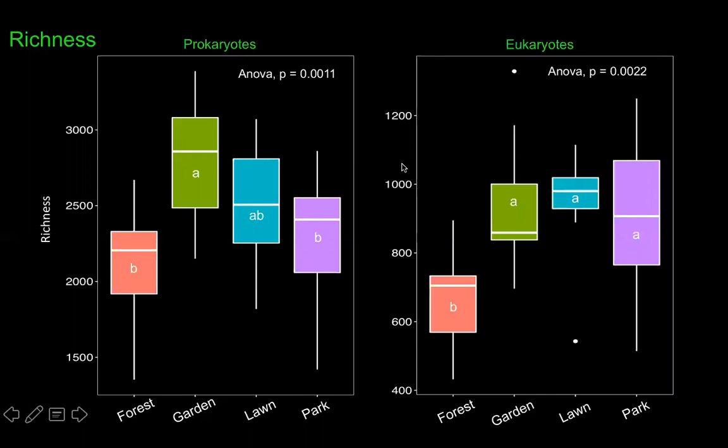So for eukaryotic organisms, these fungi, the only trend that we see is that forests are actually lower in terms of richness than any other landscape across campus. However, just to remind you, we are just talking about how many taxa are in our particular landscape at this point. So we want to incorporate the evenness of all of these different microbial taxa to get a sense if the diversity is different as well.